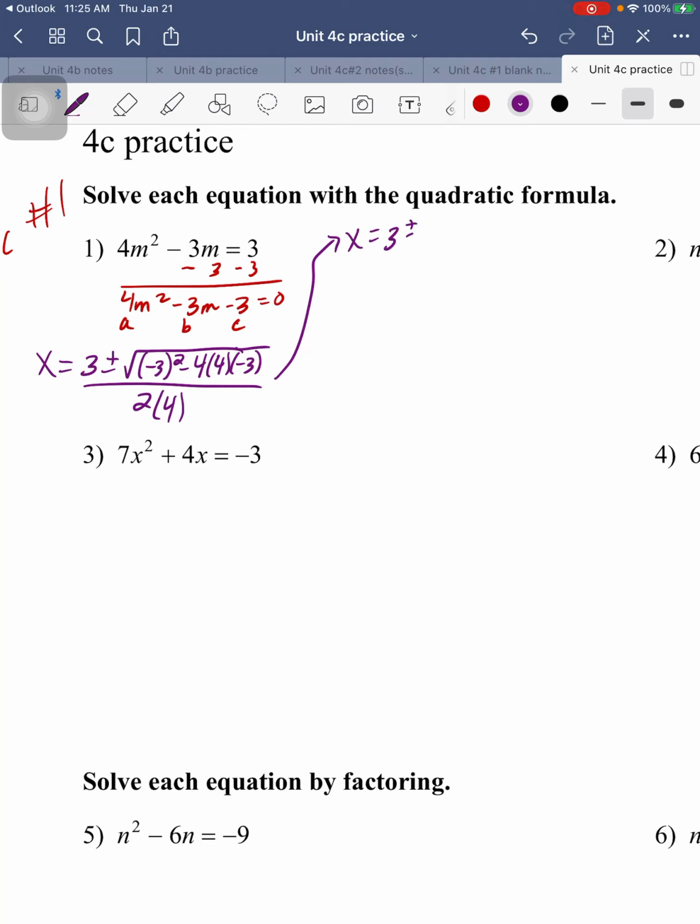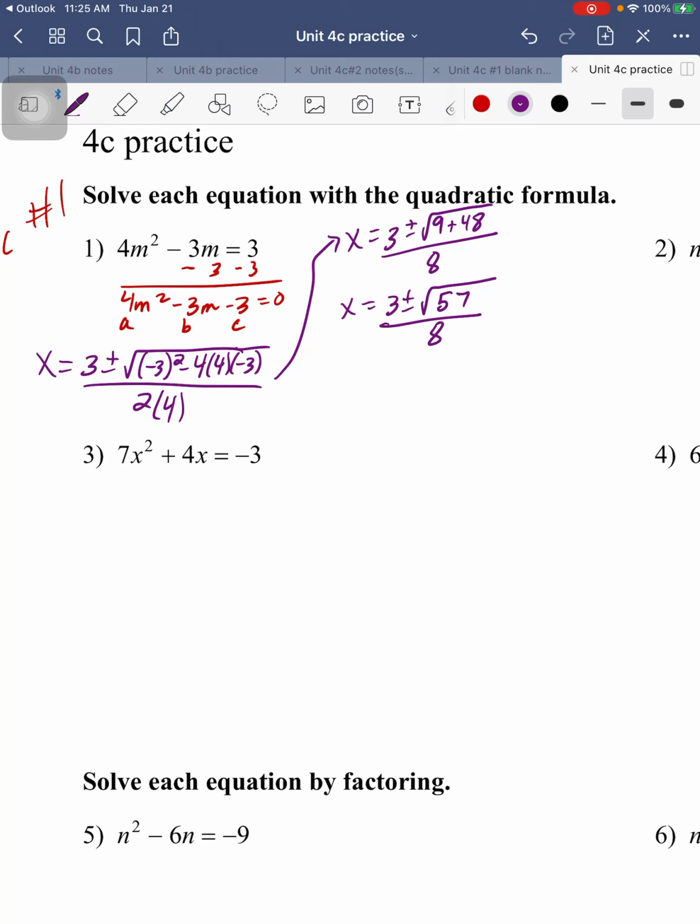Over 2 times a. So we have 3 plus or minus negative 3 squared is 9. Negative 4 times 4 times negative 3 is a positive 48, over 8. All I do in this next step is 48 plus 9 is 57, divided by 8.